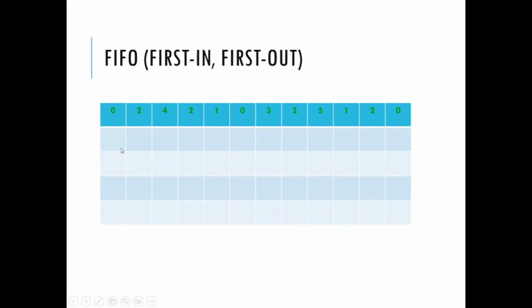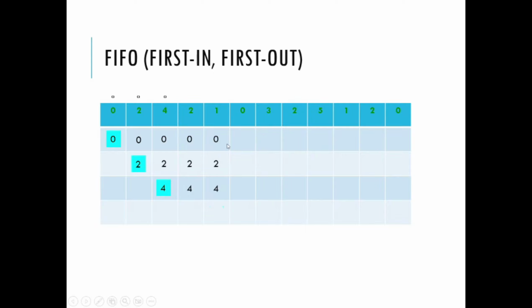The first one is 0. The table is blank, so it will be the first victim, and I will put a plot. It will make it easier to mention that. So the 2 will be the second victim, and I also will put a plot. And the 4 also will be the third victim, and put a plot. And the 2 is already inside the table, so no one will be the victim.